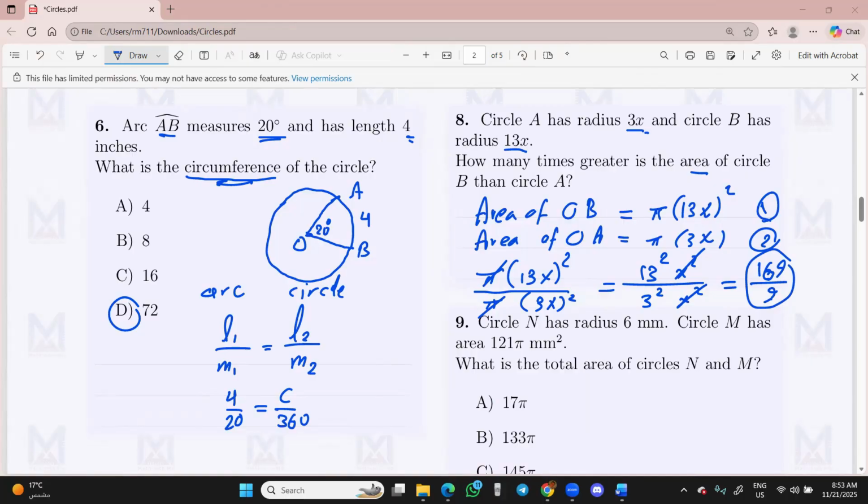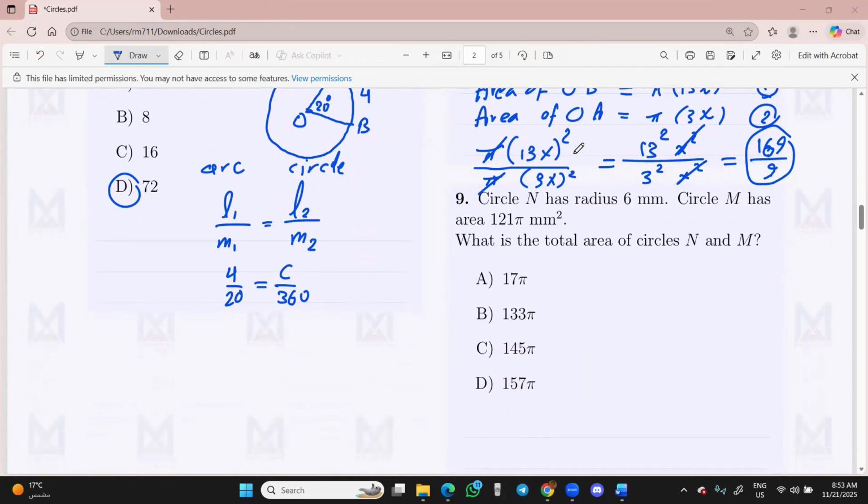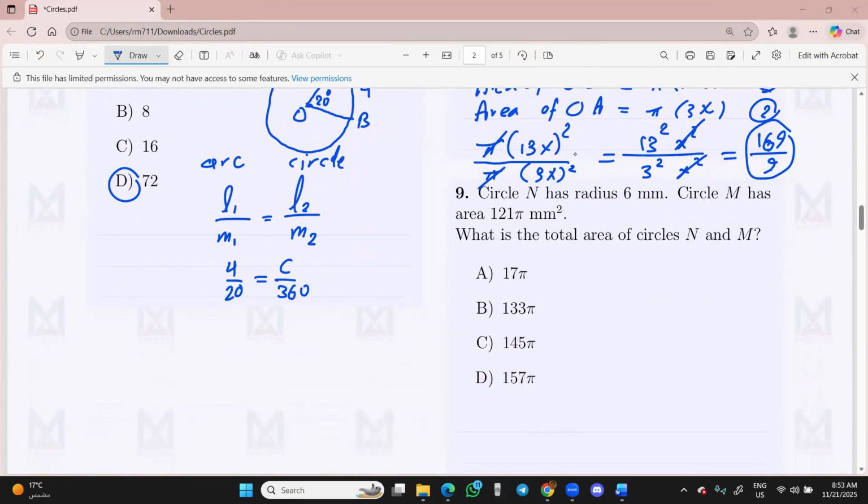Question number 9. Here we have circle N has a radius of 6 millimeters. Circle M has an area of 121 pi millimeters squared. This is the area here, but here the radius only. What is the total area of circles N and M? Total area means add area 1 and area 2 together. Total means plus the area of M and N. But we don't have the area of N yet.